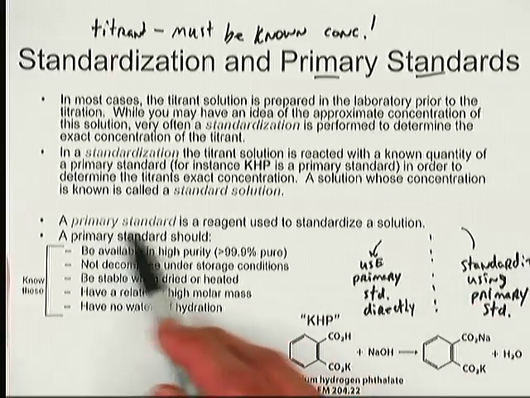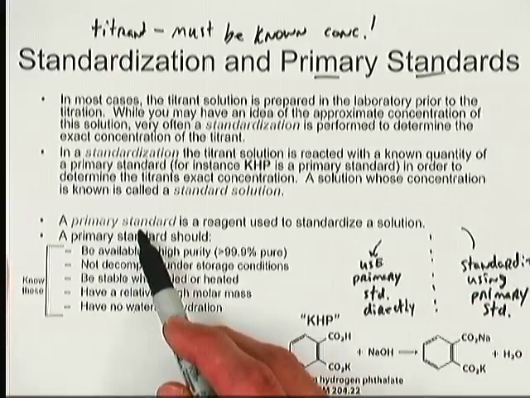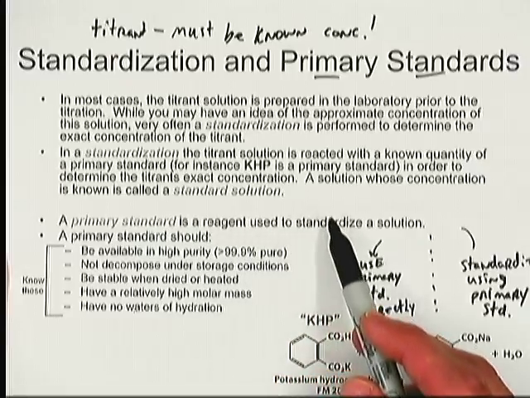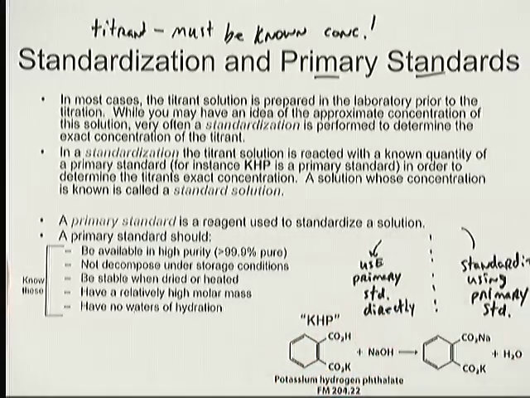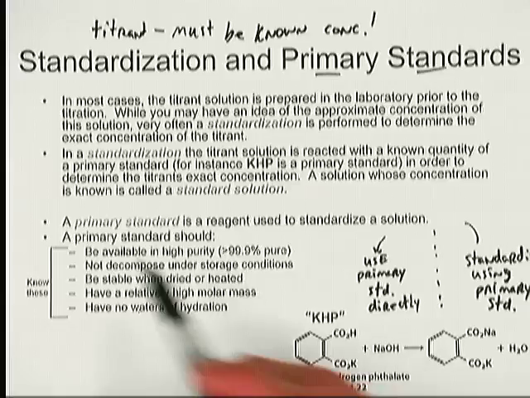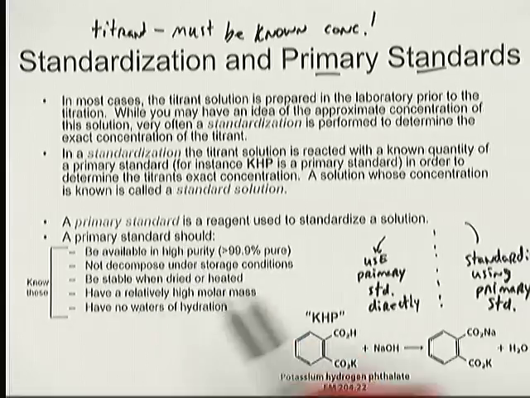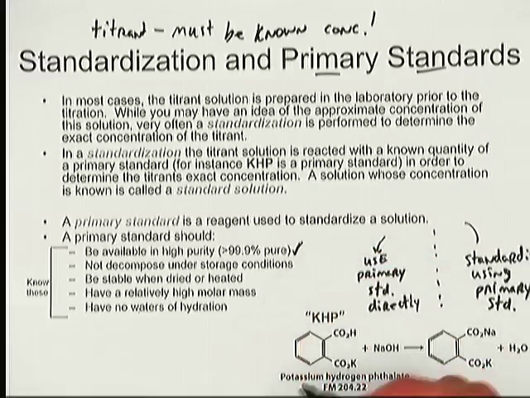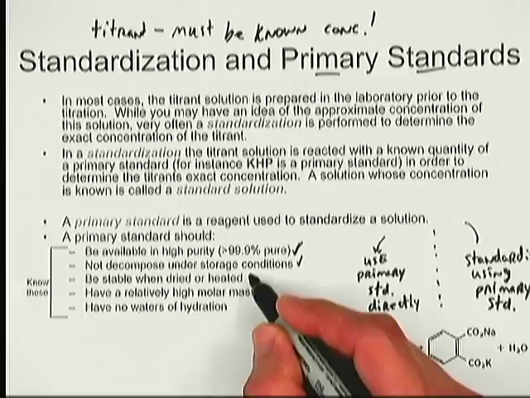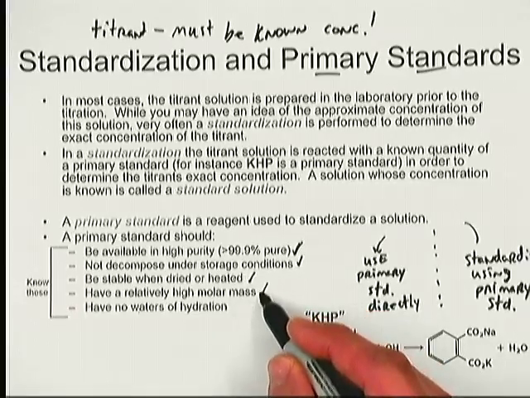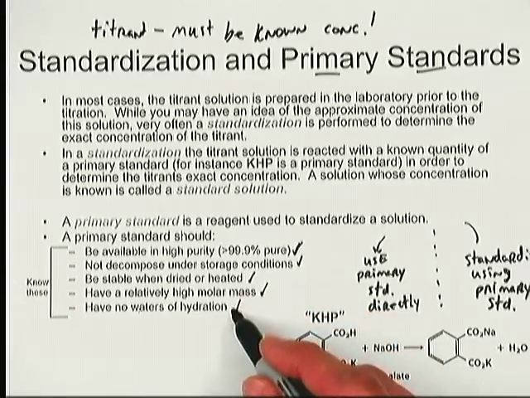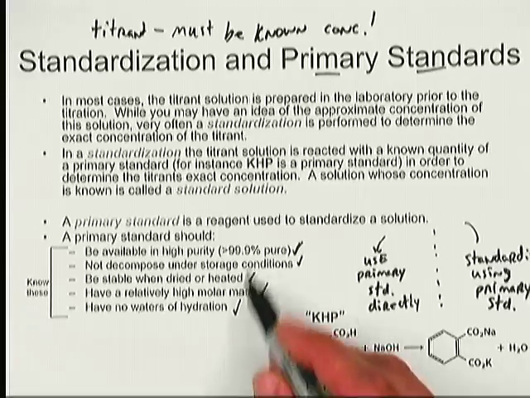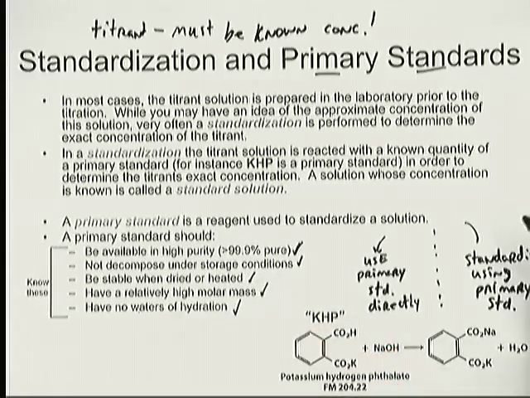A primary standard for an analysis is going to be a reagent that is used to standardize a solution or measure its concentration. A primary standard should be available in high purity. That's very important. Not decompose under storage conditions. Be stable when dried or heated. Have a high molar mass and have no waters of hydration. These are characteristics of primary standards.